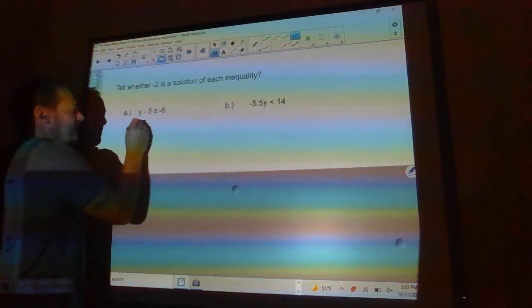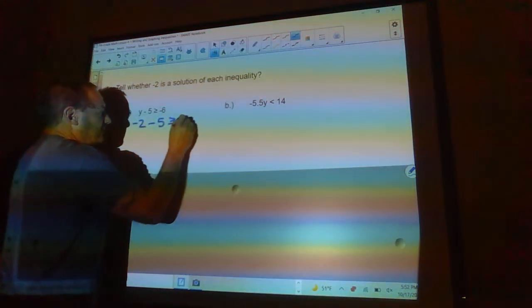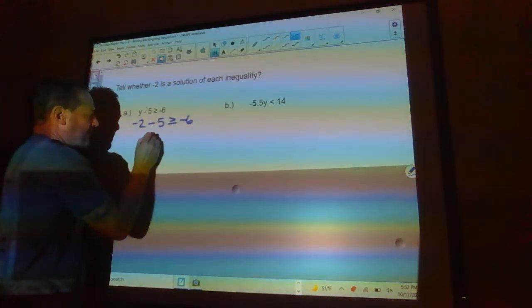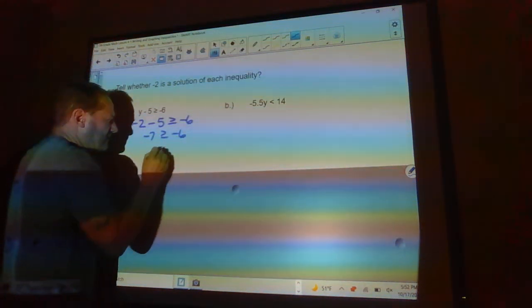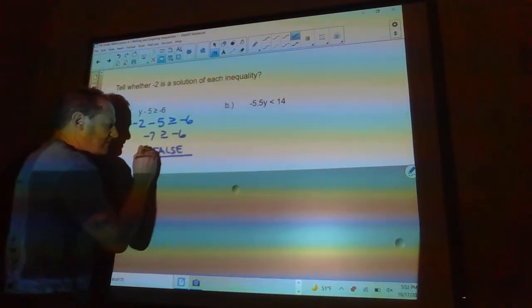Okay, so I'm going to plug negative 2 in here for y, so I get negative 2 minus 5 is greater than or equal to negative 6. This becomes negative 7 is greater than or equal to negative 6. That, my friends, is false. Negative 7 is less than negative 6.